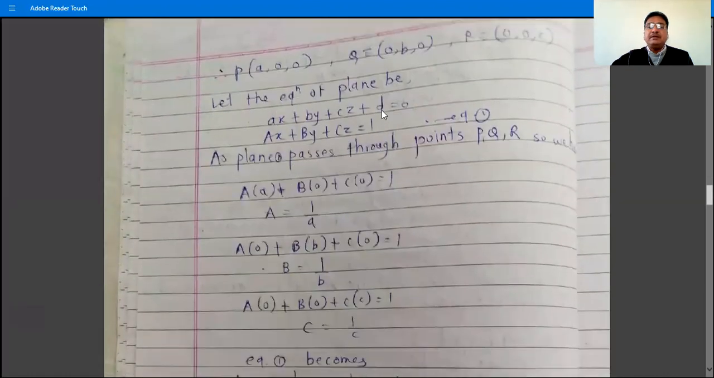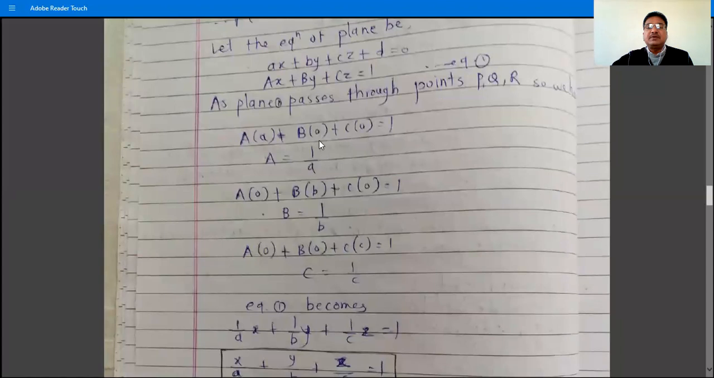Let the equation of the plane be ax plus by plus cz equals 1. Don't take this equation, take this one: capital Ax plus capital By plus capital Cz is equal to 1, be the required equation of the plane. As the plane passes through these 3 points, the point P satisfies this equation. So we have capital A into small a plus B into 0 plus C into 0 is equal to 1, and so capital A is 1 by a.